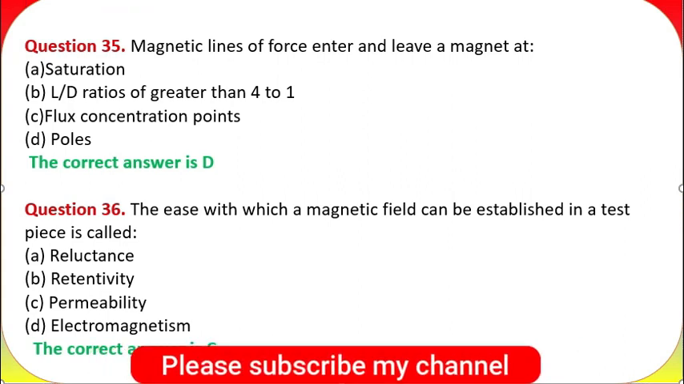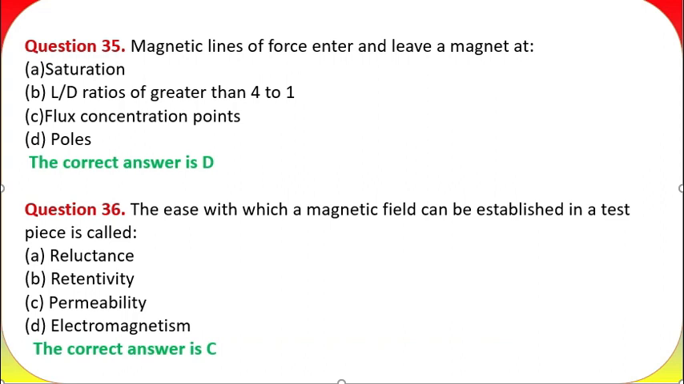Question 35. Magnetic lines of force enter and leave a magnet at A. Saturation. B. L/D ratios of greater than 4:1. C. Flux concentration points. D. Poles. The correct answer is D.